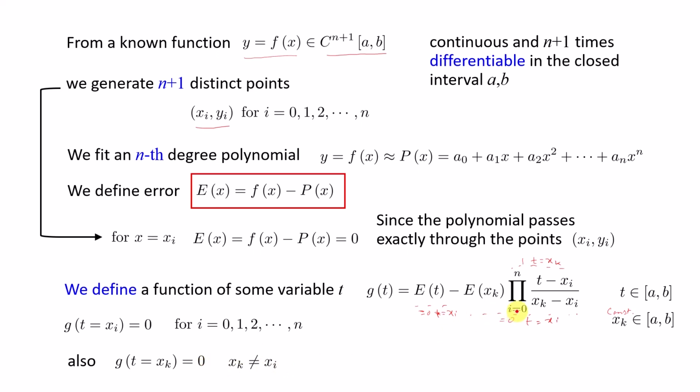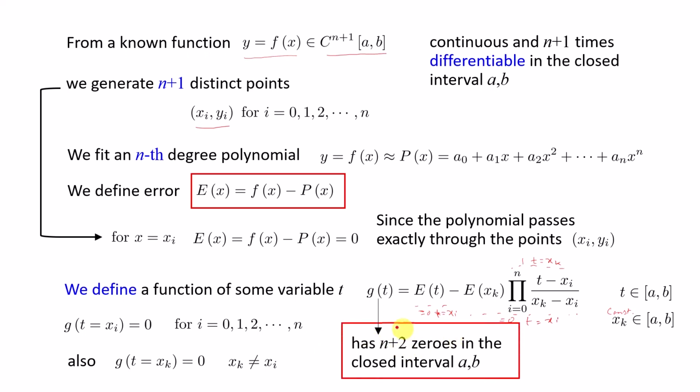We are not considering xk equals xi because we would fall into a problem, since it is divided by xk minus xi. So now we see what we have learned: at all the n plus 1 points xi, g is 0, and at xk, one particular value which is not equal to xi, g is also 0. So g is 0 at these n plus 2 points, or we can say that this function g has n plus 2 zeros in the interval ab. This is an important idea and we'll use it.